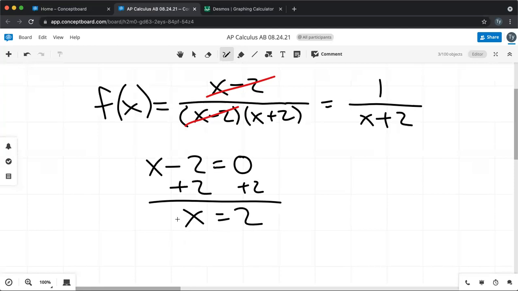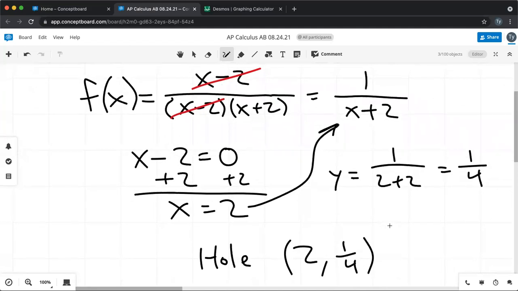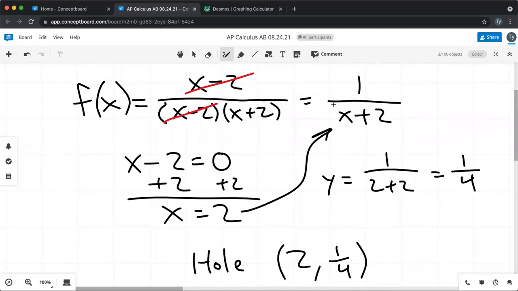How do we find the y coordinate of our hole? We plug it back into the function, but wait, is it the original function or is it the new function? We actually want to plug it into the new function. When we do that, we get y equals 1 over 2 plus 2, which is 1 over 4. So our hole is at (2, 1/4).